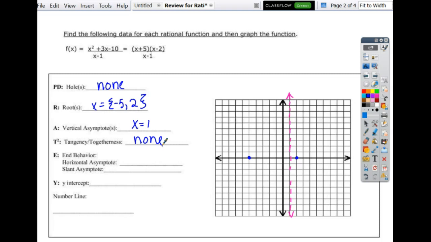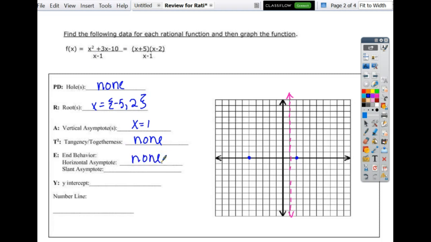So now I'm to my end behavior. So that's where I'm looking at the degree. And so my degree, I have 2 and 1. So do I have a slant asymptote or do I have a horizontal? I have a slant. So I have no horizontal asymptote.